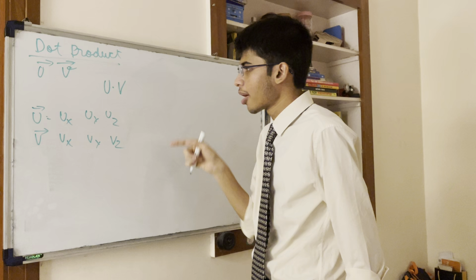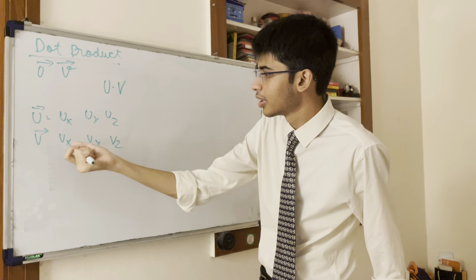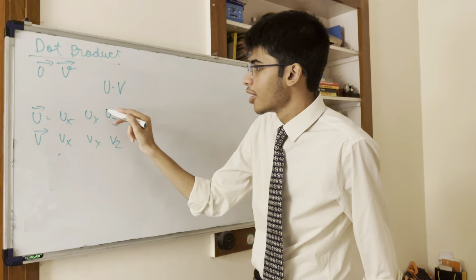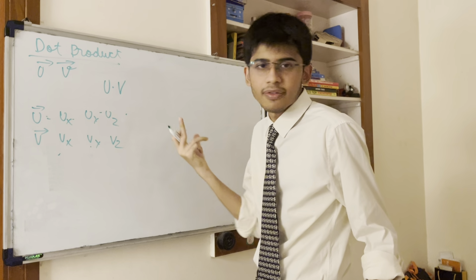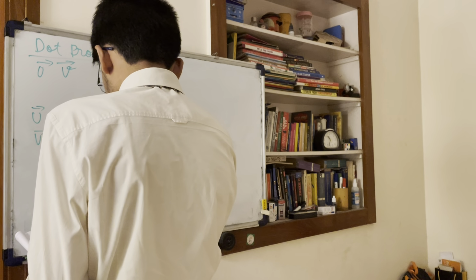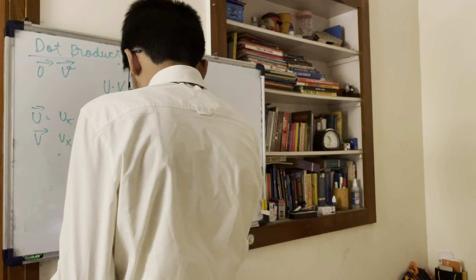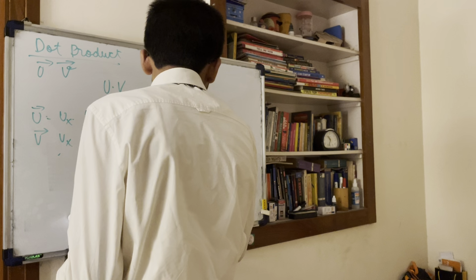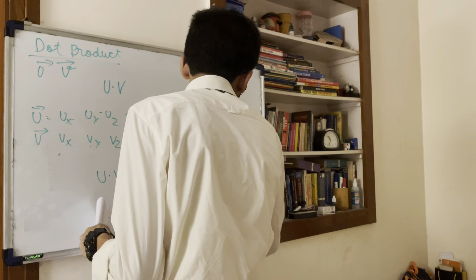Now when I take the dot product, all I do is multiply each component with its corresponding counterpart. So ux is multiplied by vx, uy is multiplied with vy and uz is multiplied with vz, and you add everything up and that's a dot product. So u dot v or v dot u, it doesn't matter. So u dot v will be ux vx plus uy vy plus uz vz.